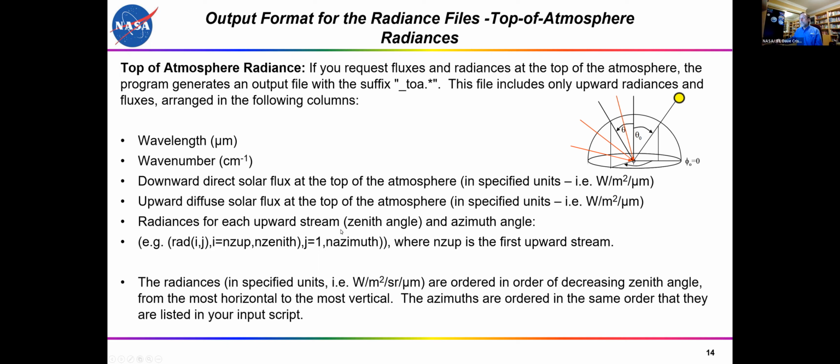And then it'll give you the radiances for each of the upward streams. It's shown here: this is an 8-stream model, so I have 4 upward streams. It'll give you the radiances at each of those streams. If you have a number of azimuths, it gives you the zenith angles 1 to 8 for azimuth 1, 1 to 8 for azimuth 2, and so forth. That's the way they're arranged. You tell it what output units you want as part of your input, and it'll give you radiances in those units.